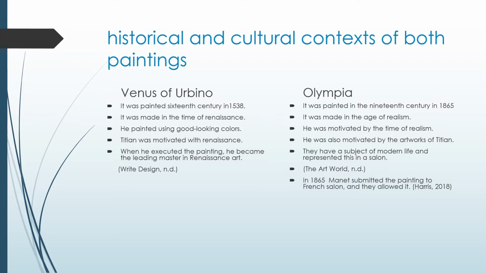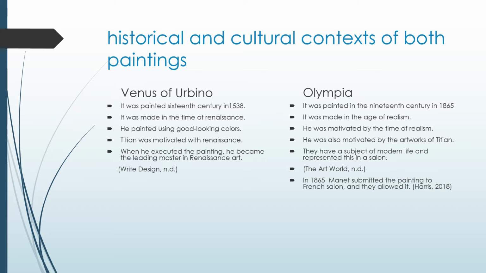Titian was motivated by the time of Renaissance to make a painting with perfect colors and new ideas, so he was motivated by that time to create a picture in the style of Renaissance. When he executed the painting, he became the leading master in Renaissance art. Because his painting was liked and it was perfect and good, he was the leading master of Renaissance art. In the changing direction of art, he was the person leading in their time.